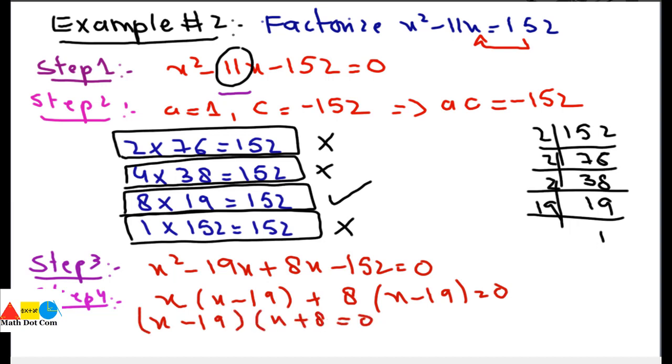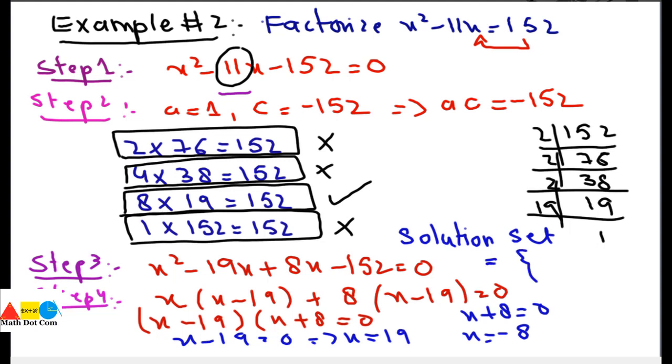Then either x minus 19 is equal to 0, which gives x equals 19, one value of x, or x plus 8 equals 0, which gives x equals minus 8, another value of x. So the solution set is 19 and minus 8. The solution set is basically the values of x that satisfy the given equation. This is how we can factorize the given equation by using the factorization method in just 4 steps.